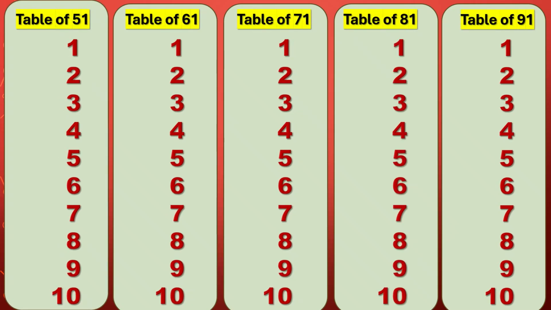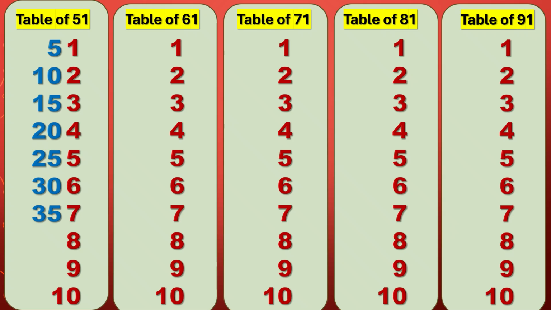For the table of 51, write the table of 5 before the table of 1. 5 ones are 5, 5 twos are 10, 5 threes are 15, 5 fours are 20, 5 fives are 25, 5 sixes are 30, 5 sevens are 35, 5 eights are 40, 5 nines are 45. In the last, write 5.